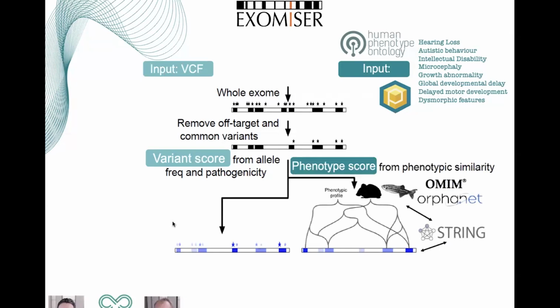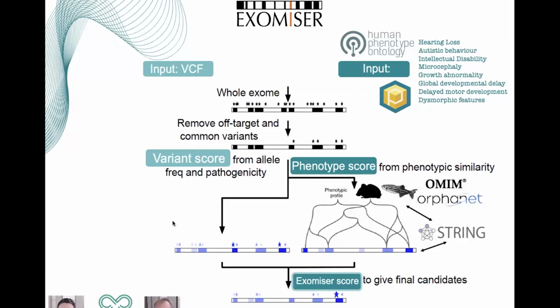HPO terms of input describing the proband's phenotype and the phenotypic profiles of known HPO annotated human diseases, for example, from OMIM or Orphanet, and other phenotype ontologies like mouse or zebrafish associated with the gene. So, for example, from IMPC or ZFIN, or nearby neighbors in a protein-protein interaction network from STRING.